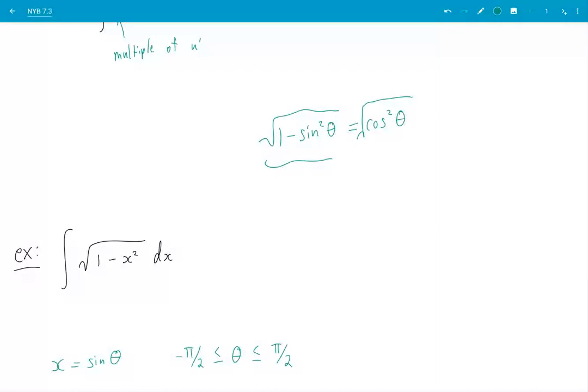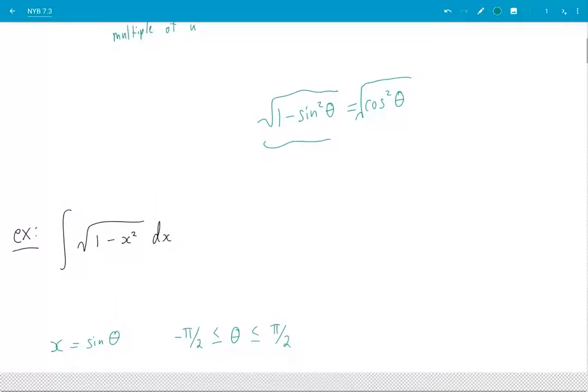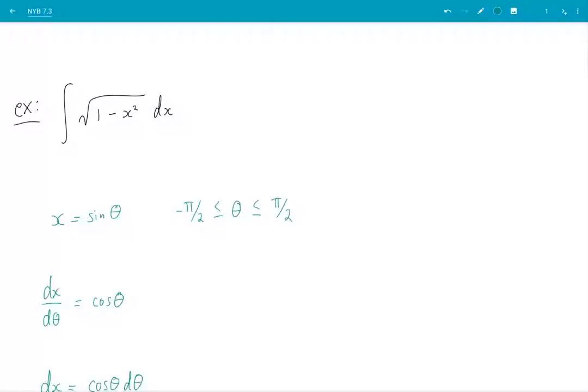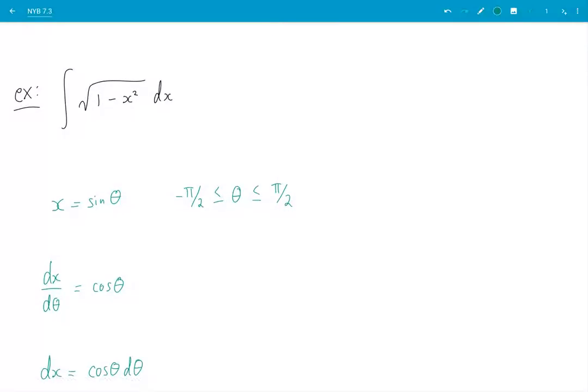We will plow forward. x is sine theta. So what do I do? A derivative, right? I'm doing something different here. I'm introducing a new variable, theta, but it's appearing on the right-hand side of my equation instead of on the left-hand side. So this is sometimes called an inverse substitution. Anyhow, take a derivative of both sides. You get dx/dtheta is cos theta. So solving for dx, we get cos theta d theta.